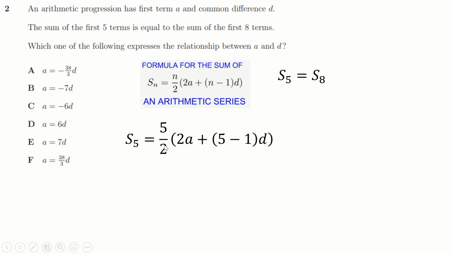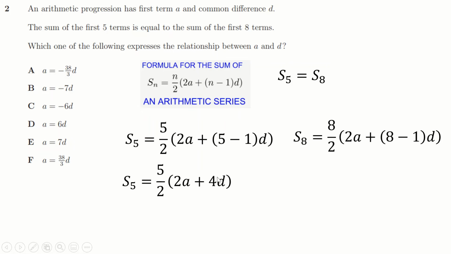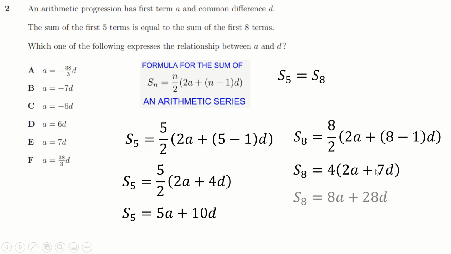So S5 is 5 over 2, because n is 5, and then 5 here, and S8 is likewise with the 8. But I can simplify these a lot, because obviously this is a 4, and then I can multiply this out, expanding the brackets. The 2s cancel, the 2 cancels with that 4, just leaving a 10. This is just 4, and this is 7. Expand it out, and you get this.